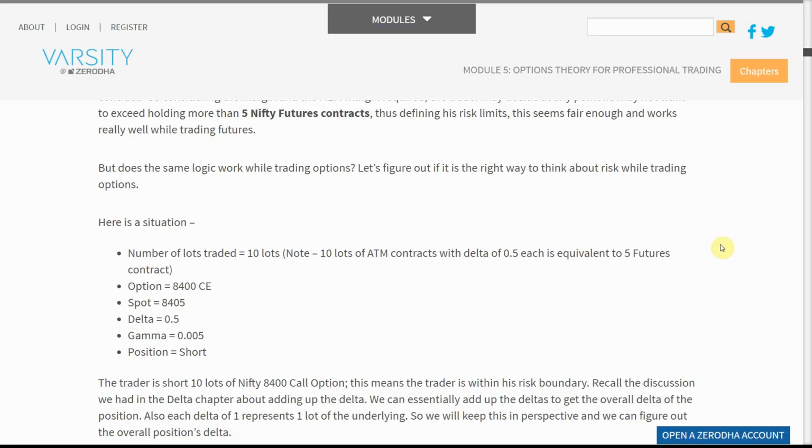Here is a situation. Number of lots traded equals 10 lots. Note 10 lots of ATM contracts with delta of 0.5 each is equivalent to 5 futures contracts. Option equals 8400 CE. Spot equals 8405. Delta equals 0.5. Gamma equals 0.005. Position equals short.